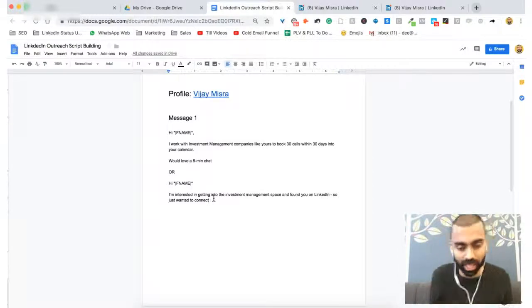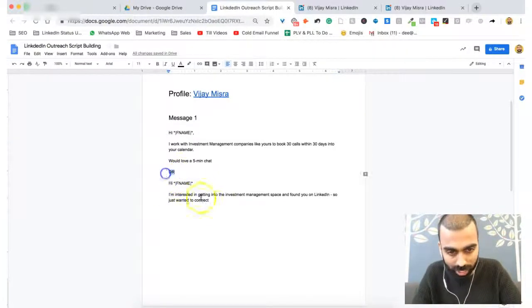Some people might consider it a bait and switch, but no, you do want to get into the investment management space. You did find them on LinkedIn, so you do just want to connect. So that's the kind of or statement, if you will. Then we could try another one. The third one will be hi.